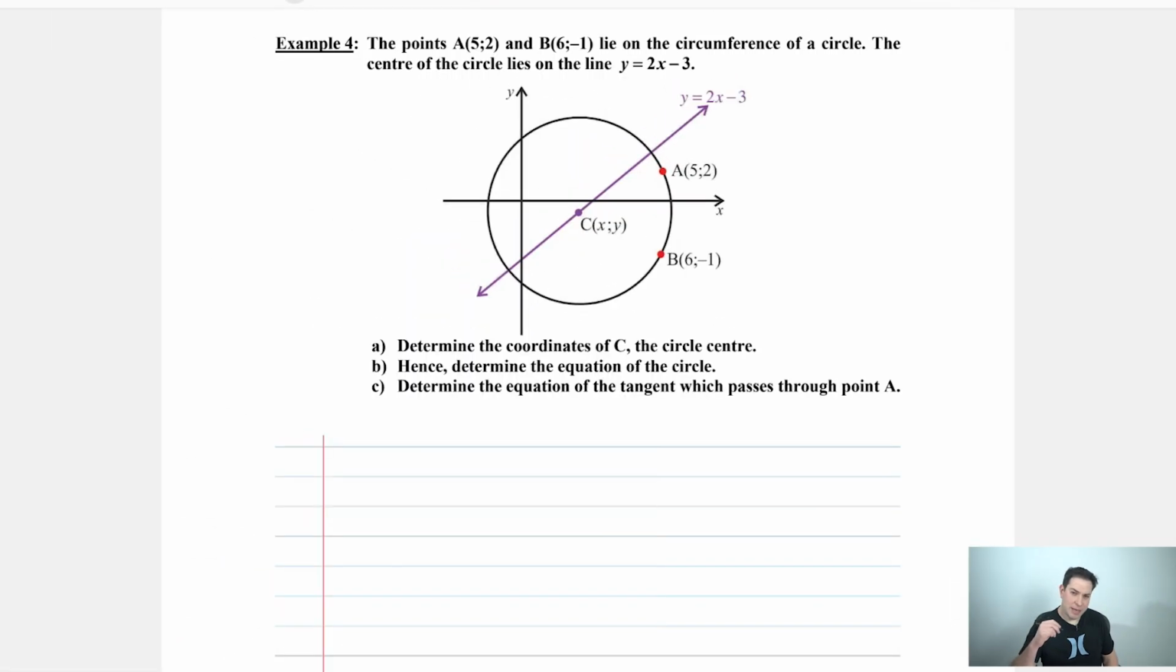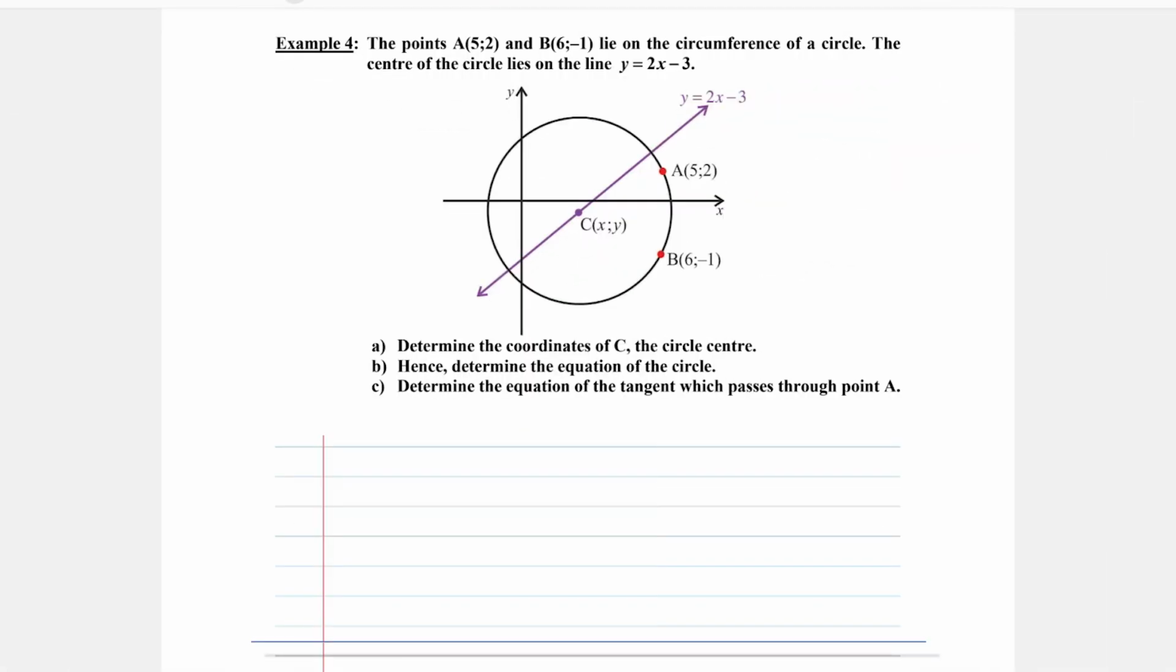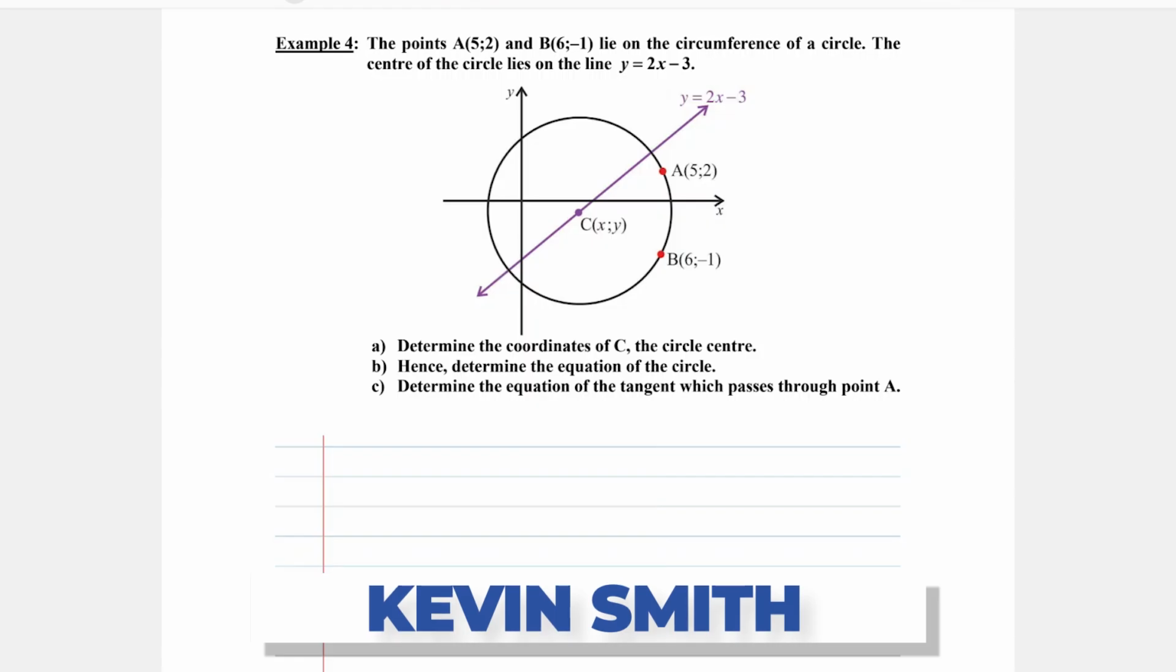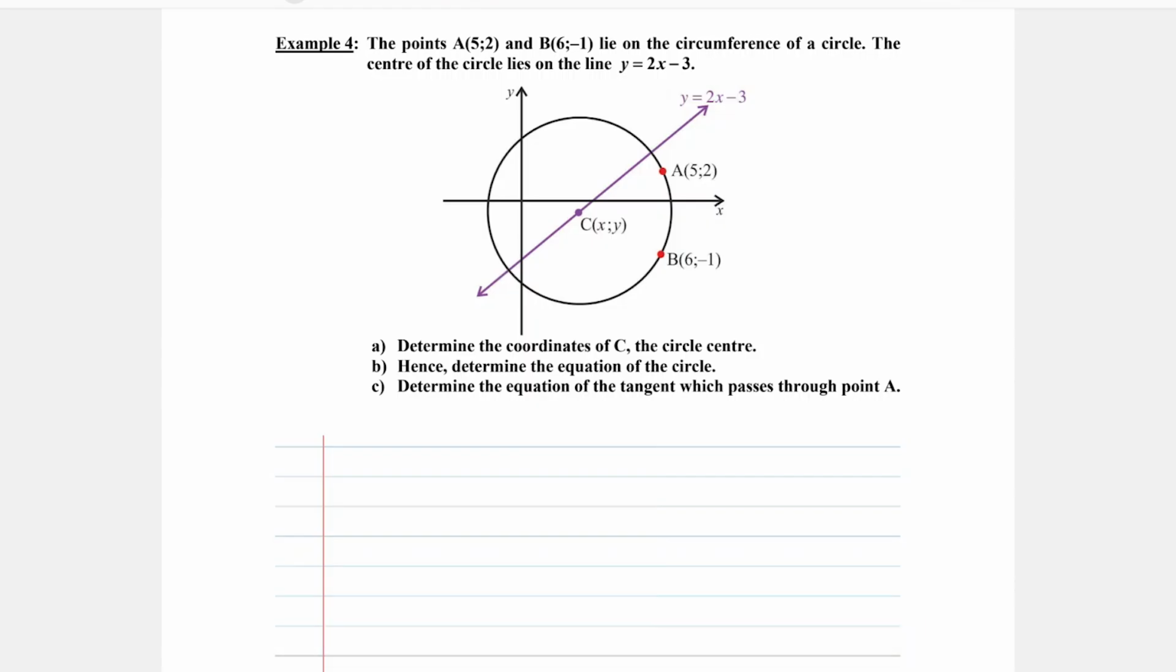In this video, we'll be looking at example 4 on page 218 of the Maths Handbook and Study Guide for grade 12. Example 4 reads, the points A (5; 2) and B (6; -1) lie on the circumference of a circle.